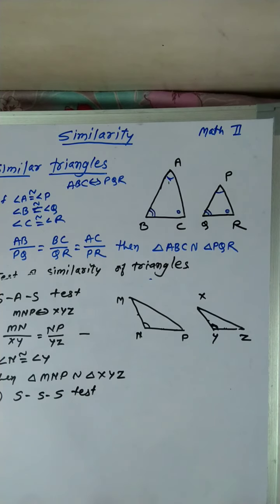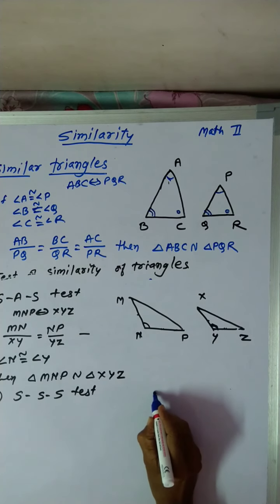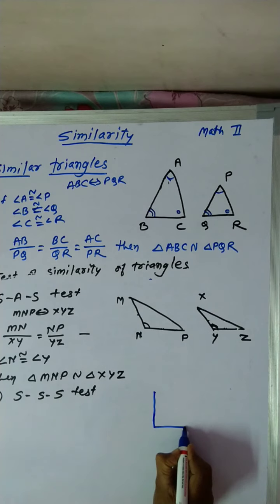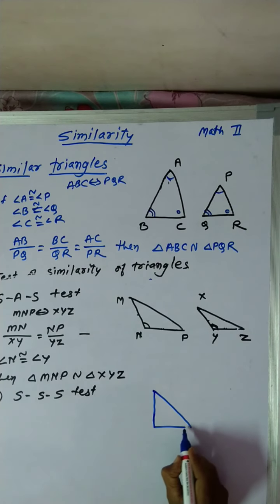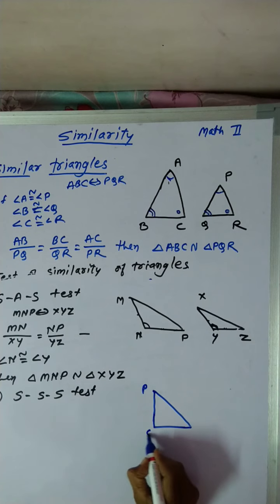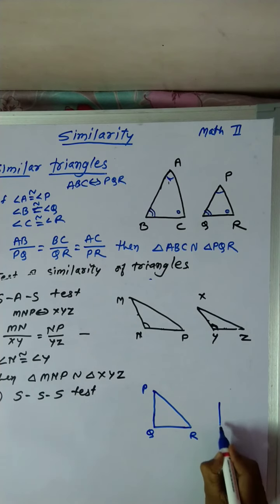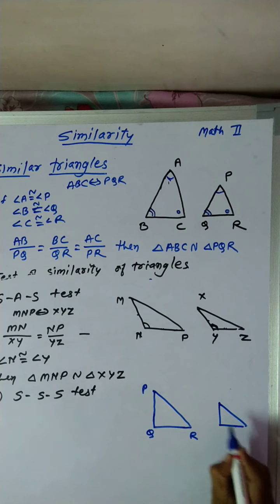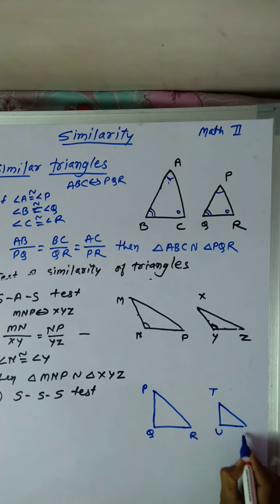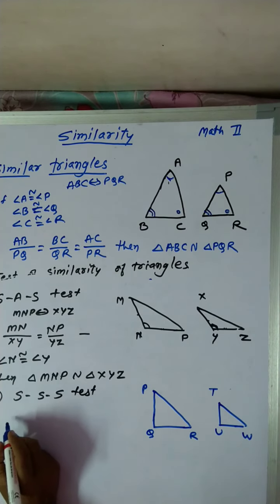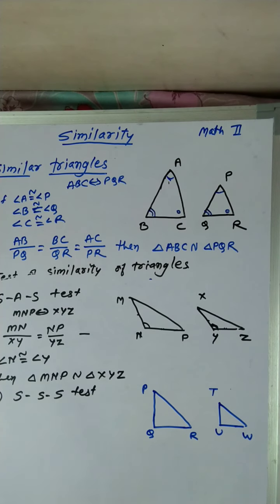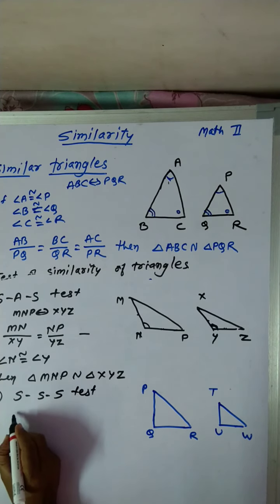In this, there are two triangles given. One is PQR, suppose this is PQR, and another triangle is given TUW, and their corresponding sides are in proportion. That means the ratio of the corresponding sides are equal.